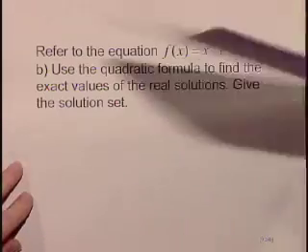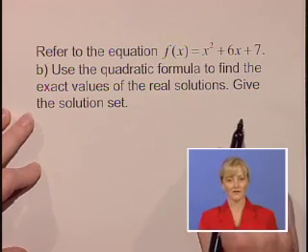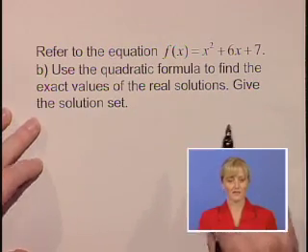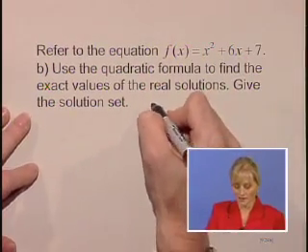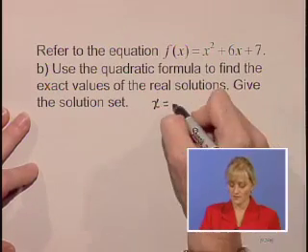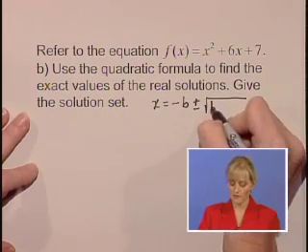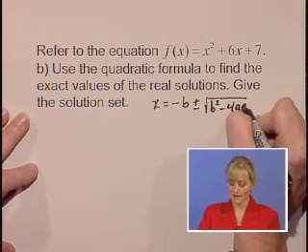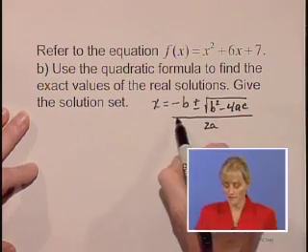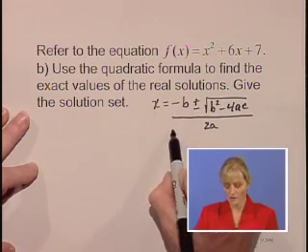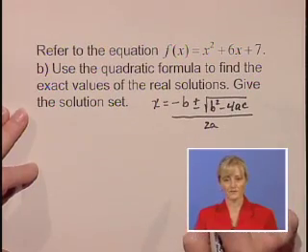Part B asks us to use the quadratic formula to find the exact values of the real solutions and give the solution set. So we're going to need the quadratic formula, so let's go ahead and get that presented here. X equals minus b plus or minus the square root of b squared minus 4ac all divided by 2a. Notice that this division bar goes all the way to underneath the minus b. Don't stop at the end of the radical.